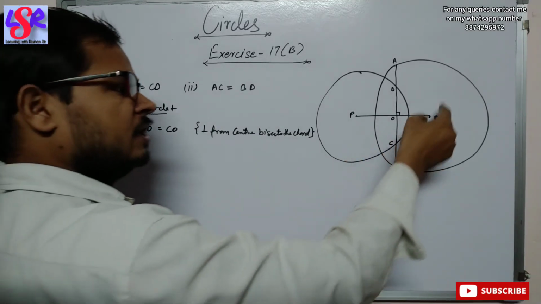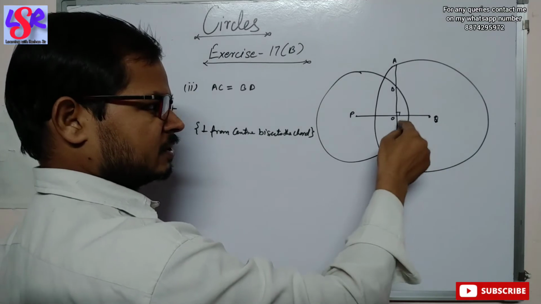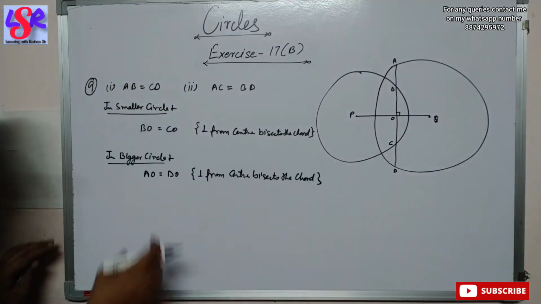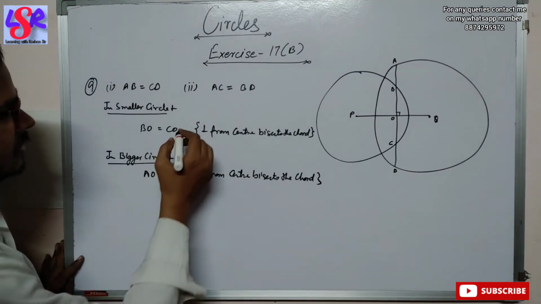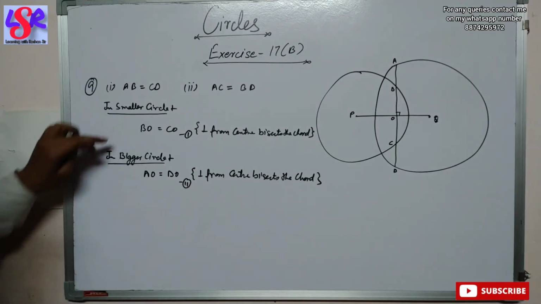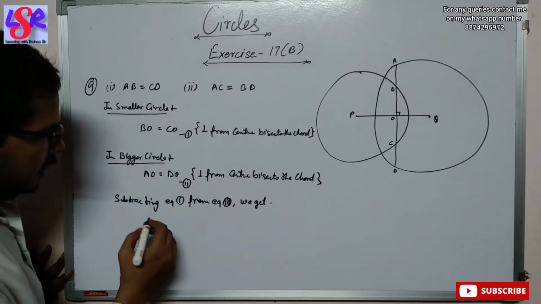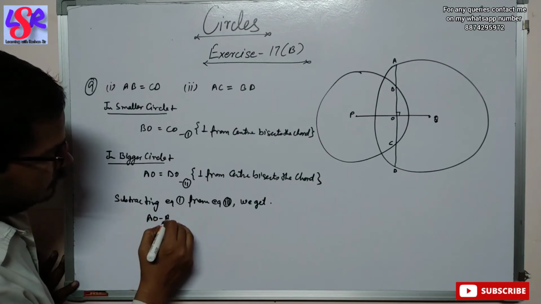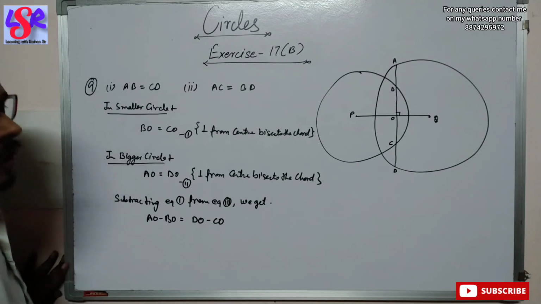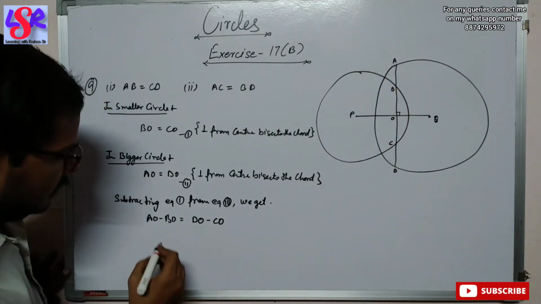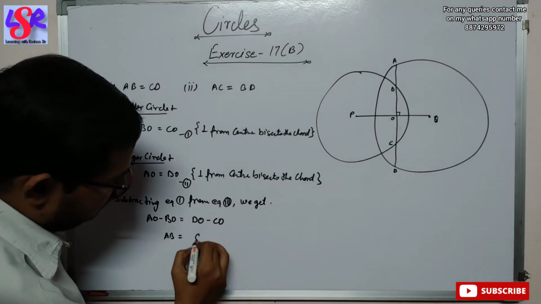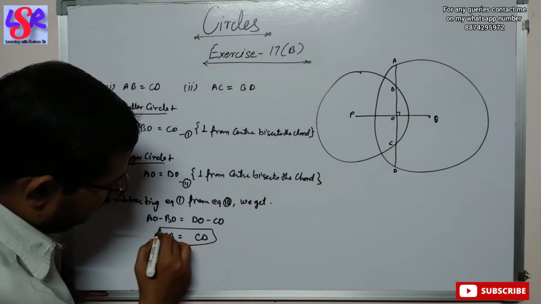Now in the bigger circle also, the perpendicular from the center will bisect the chord, and AO will become equal to DO. Here we get AO equals DO. Now let this one be equation number 1 and this one be equation number 2. If I subtract equation number 1 from equation number 2, we get AO minus BO equals DO minus CO. Now AO minus BO is equal to AB and DO minus CO becomes CD. This is our first part to be proved.